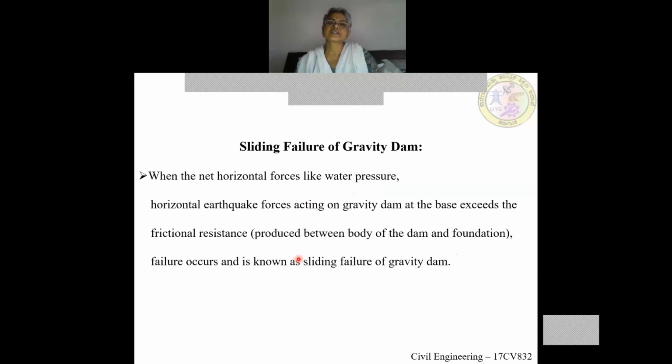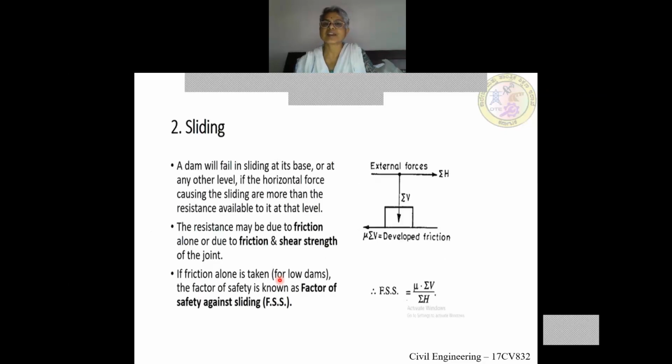Next slide. So the next failure is sliding failure of the gravity dam. When the net horizontal forces like water pressure and horizontal earthquake forces acting on the gravity dam at the base exceed the frictional resistance, friction resistance being produced by the body of the dam and the foundation at the bottom, failure occurs, and this failure is called the sliding failure of the gravity dam.